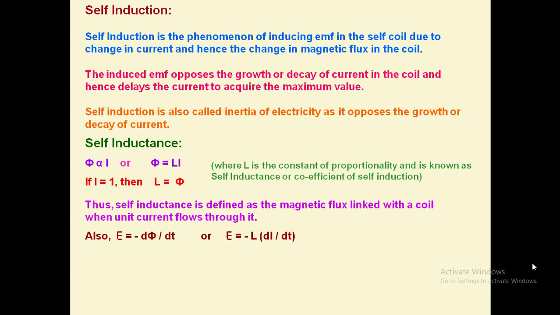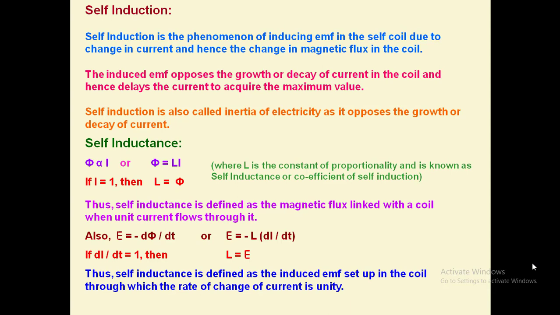Now, by using Faraday's law of magnetic induction, E is equal to minus d phi by dt. But what is phi here? L into I. So substitute the value here. So you're going to have the expression as E equal to minus L into di by dt. As L is constant, we are not going to differentiate it with respect to time. Now, if di by dt is equal to 1, then L is equal to E.